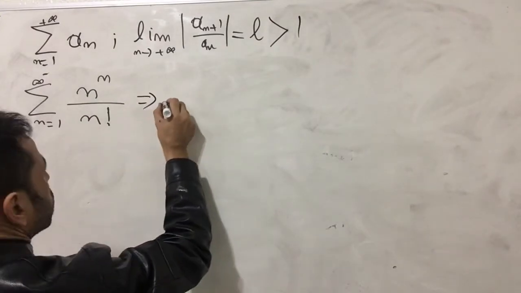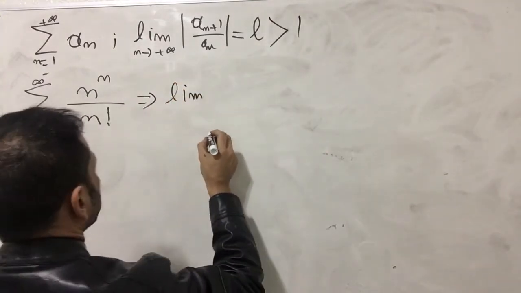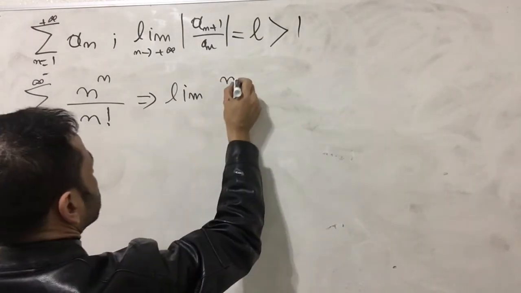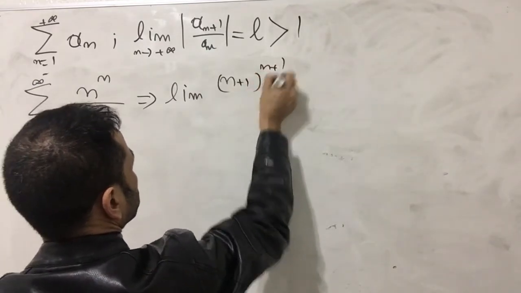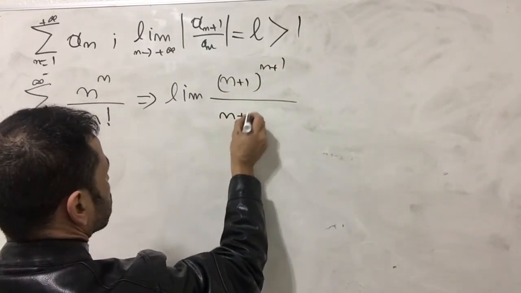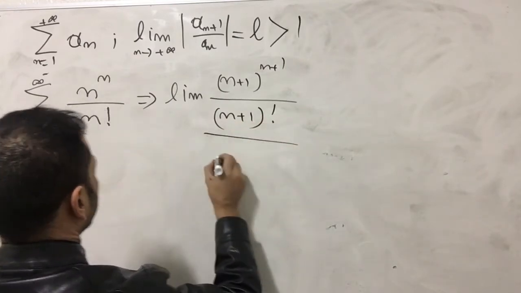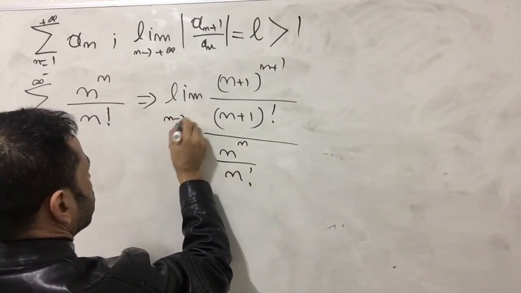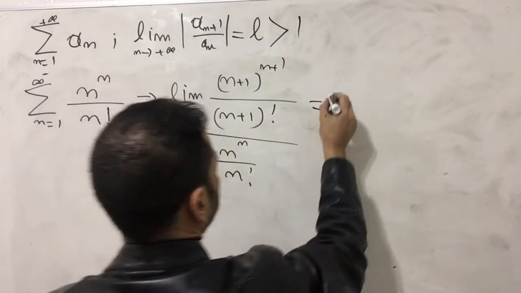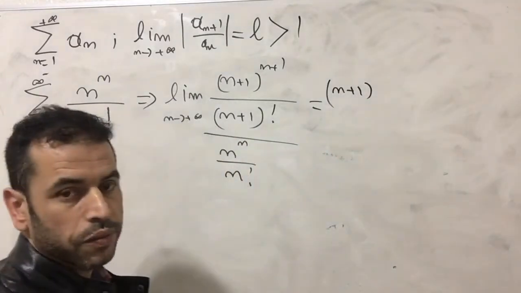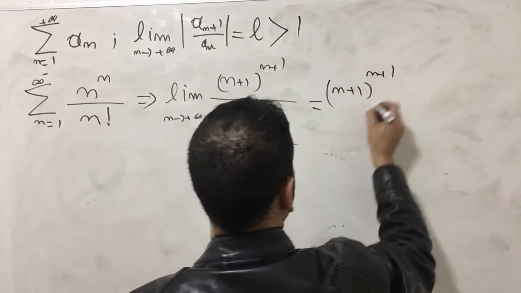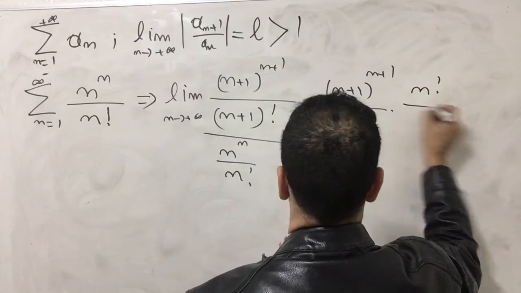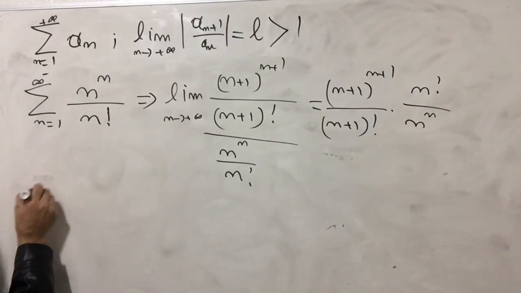So I'm going to apply the ratio test to this series. You have the limit of (n plus 1) to the n plus 1 over (n plus 1) factorial, over n to the n over n factorial, as n goes to infinity. This is equal to (n plus 1) to the n plus 1 over (n plus 1) factorial, multiplied by n factorial over n to the n. Let's call this limit L.